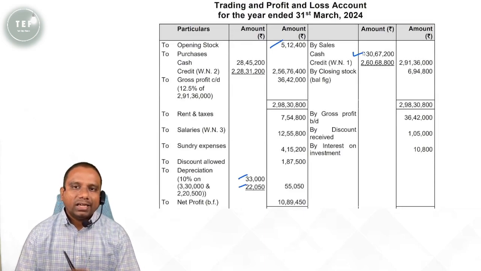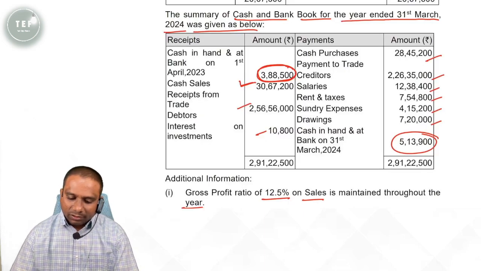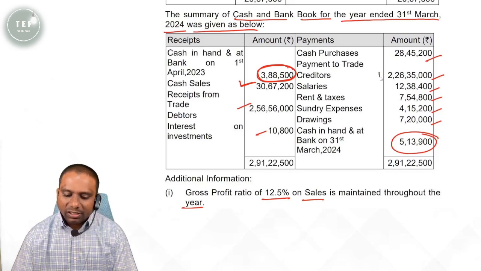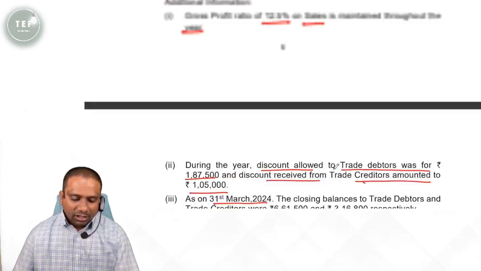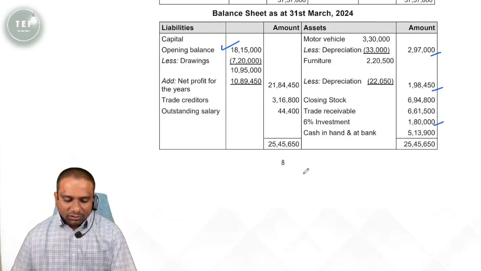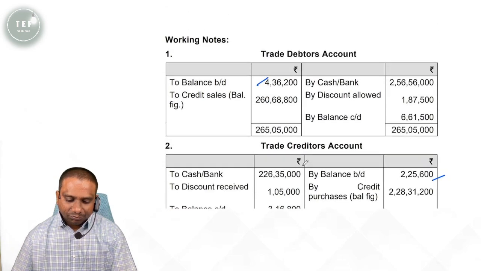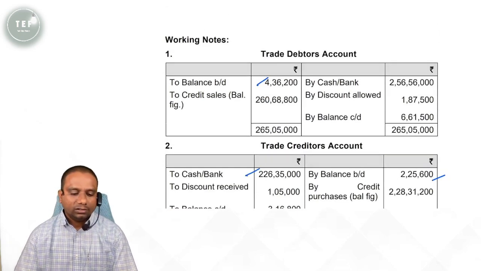Sales consist of cash plus credit. Next one, payment to trade creditors. So, trade creditors account, debit side. Trade creditors account, debit side, students. Observe. Over. Next one.